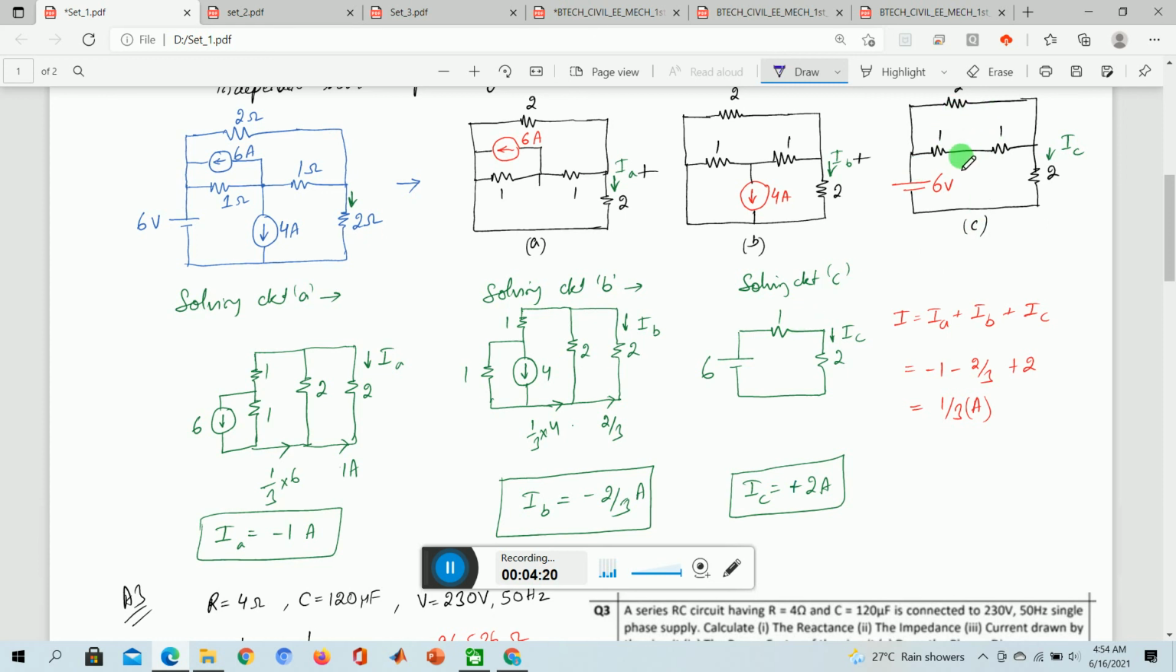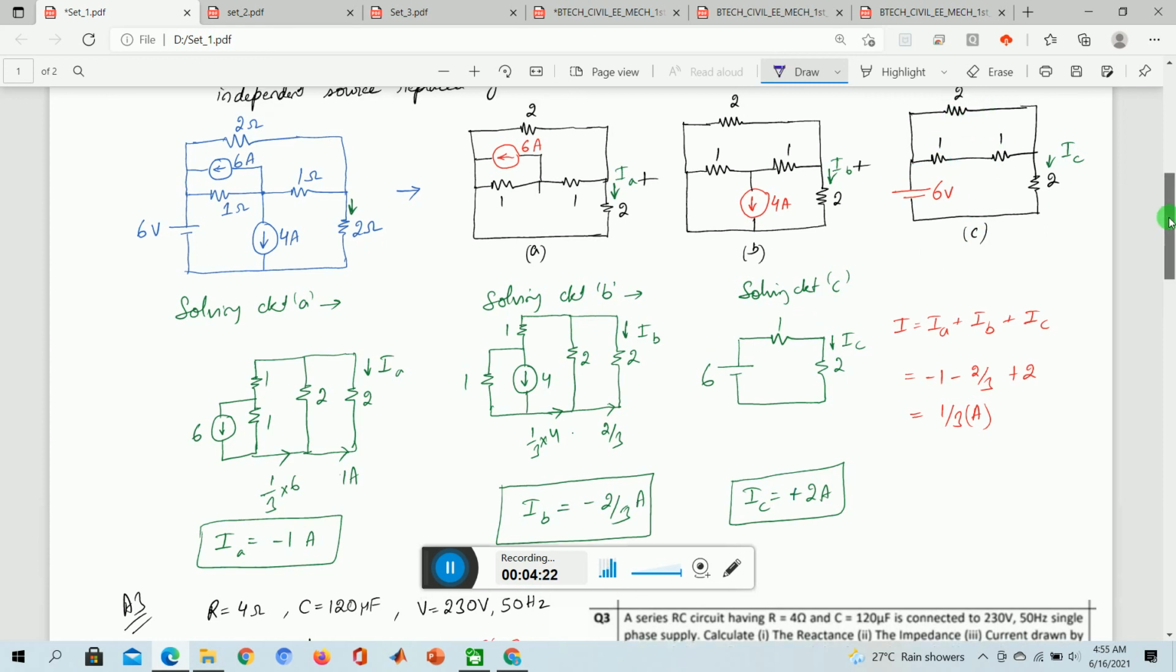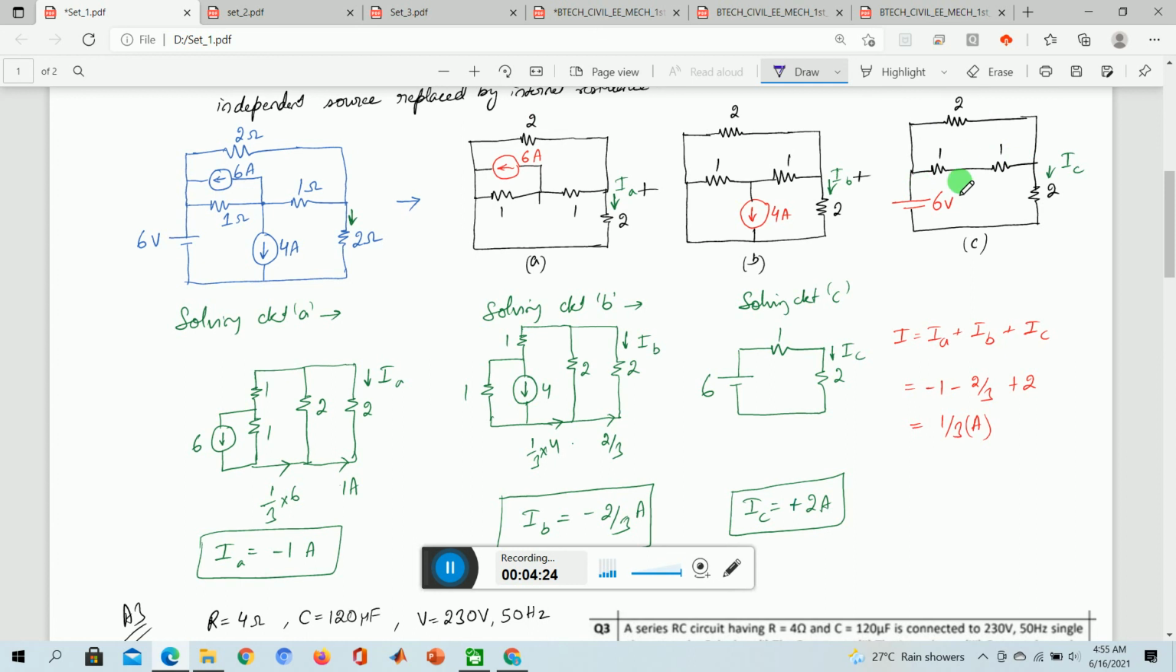We can see that here this is 2 and this is 2. These 2 are in parallel and they convert into 1. And now you have this 2 over here. So total is 3 ohm. 6 divided by 3 is 2 ampere, with the plus sign in the downward direction.